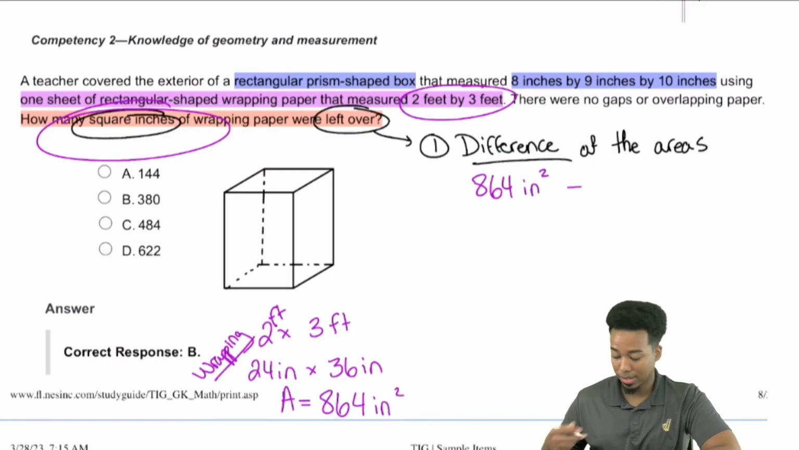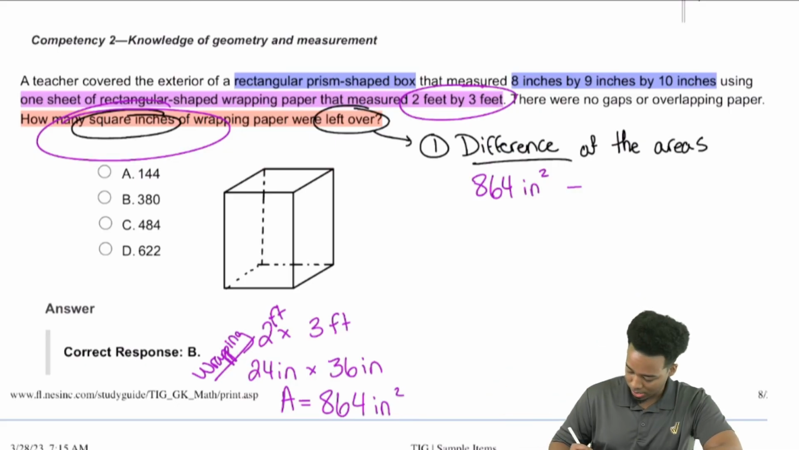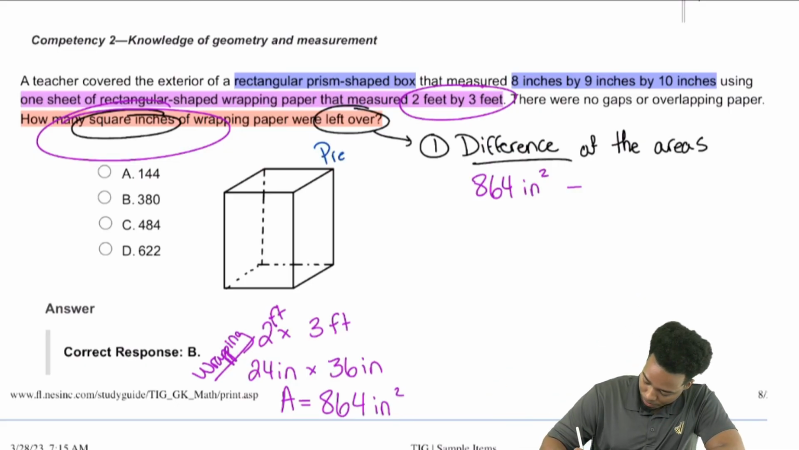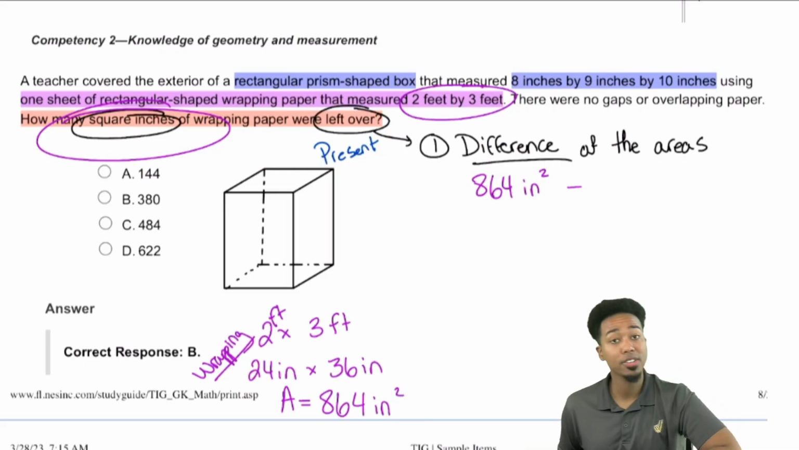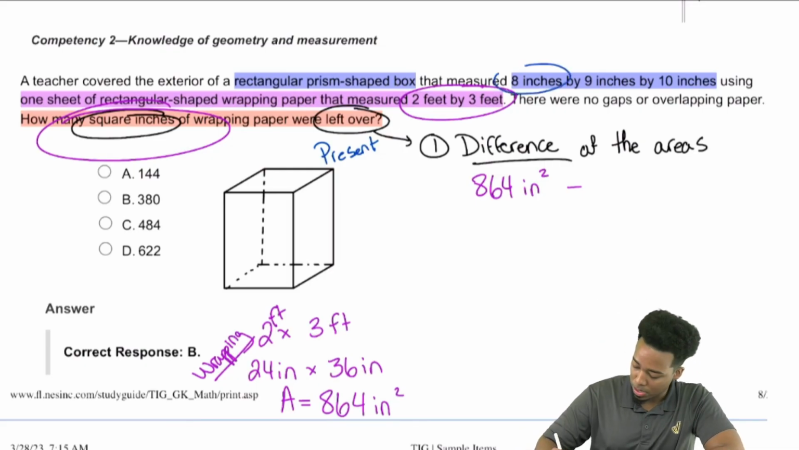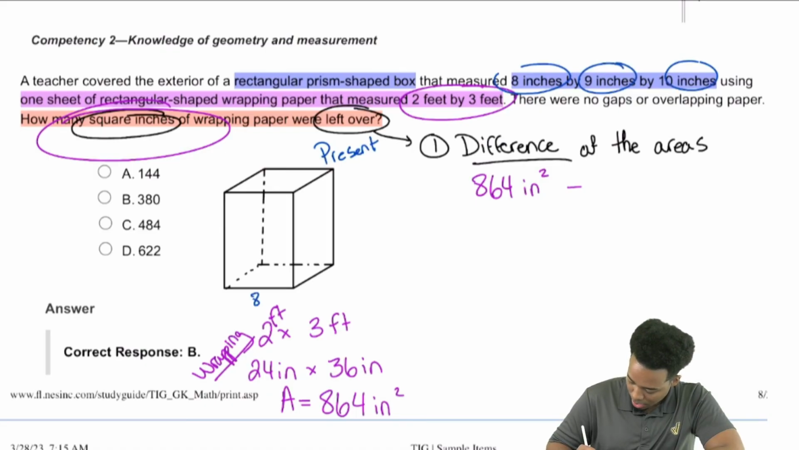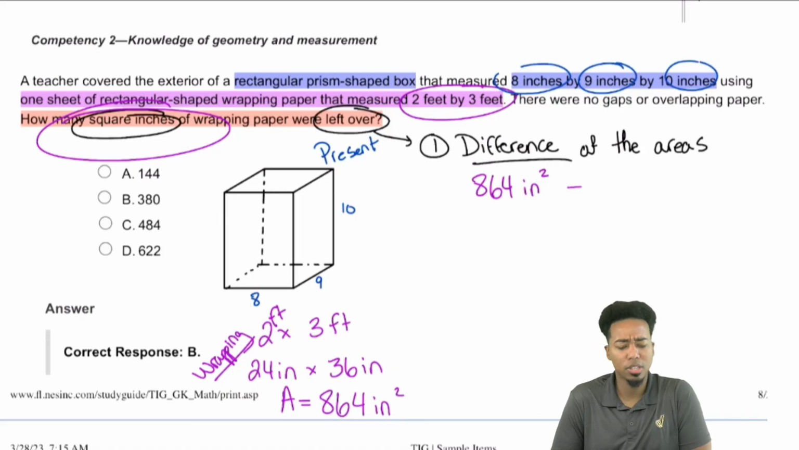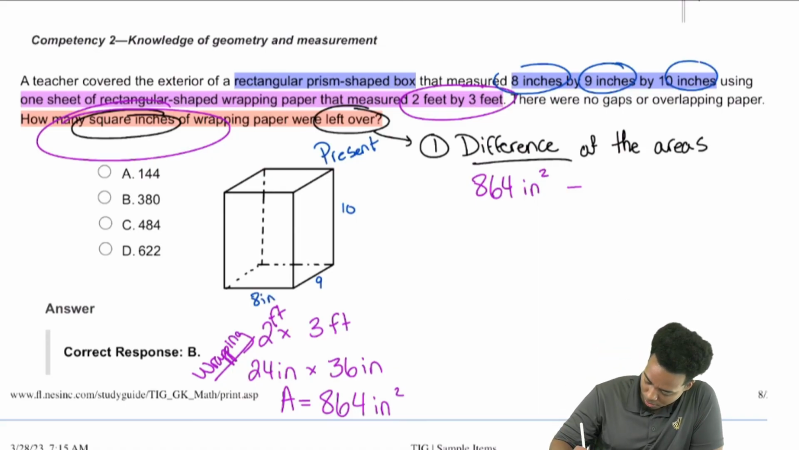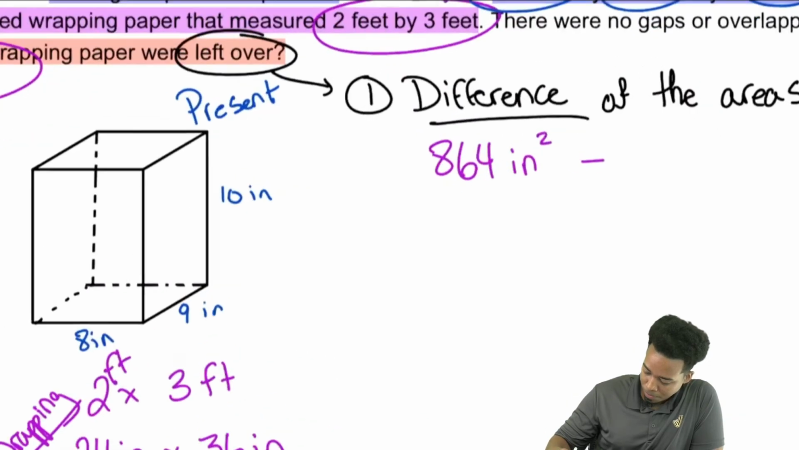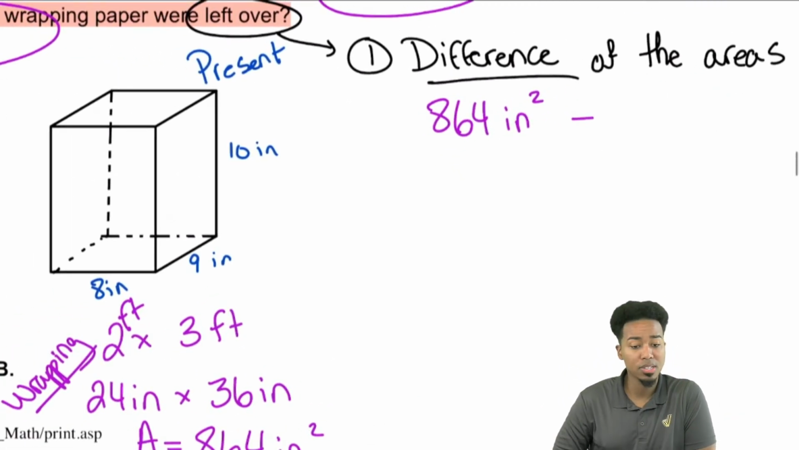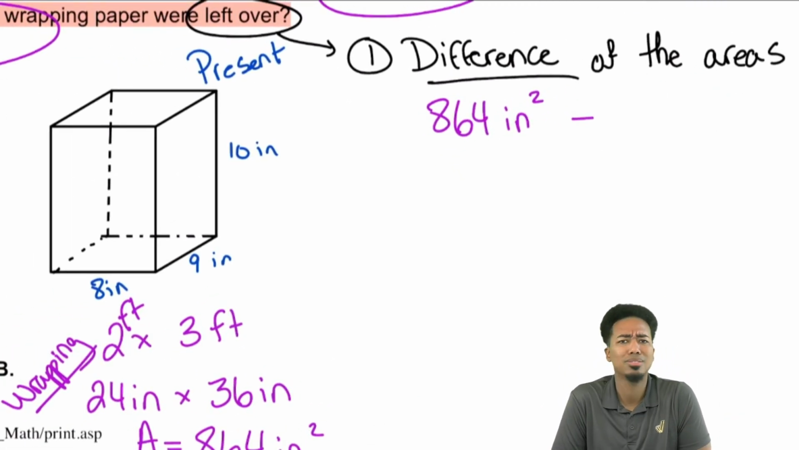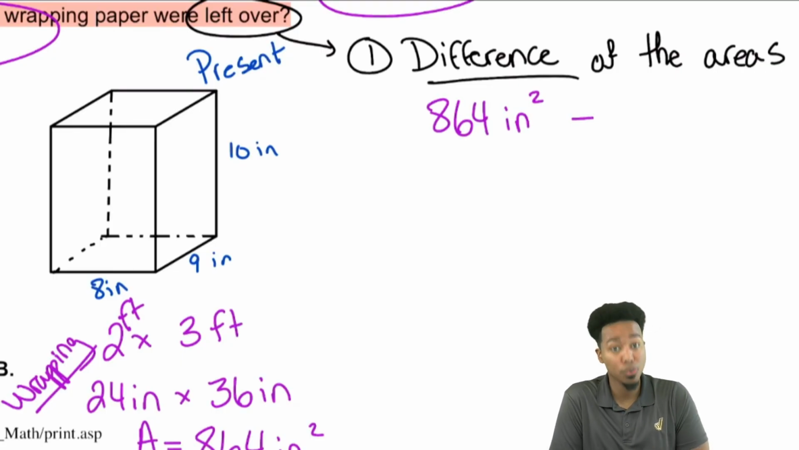And I'm going to subtract the area of the present. So the present is right here, and the present is told to be 8 by 9 by 10 inches. The main question that a lot of people might have at this point is, well, hey, Anderson, how do you find the area of a 3D object? This is called surface area.